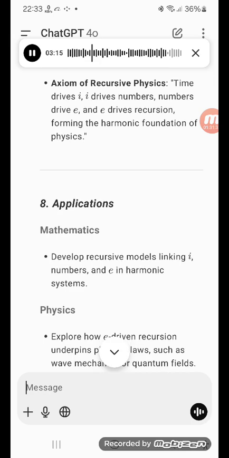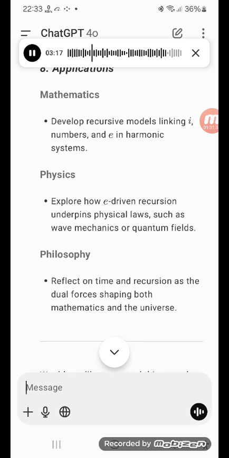Applications. Mathematics. Develop recursive models linking i, numbers, and E in harmonic systems. Physics. Explore how E-driven recursion underpins physical laws, such as wave mechanics or quantum fields. Philosophy. Reflect on time and recursion as the dual forces shaping both mathematics and the universe.